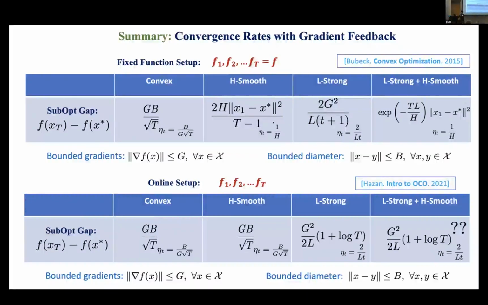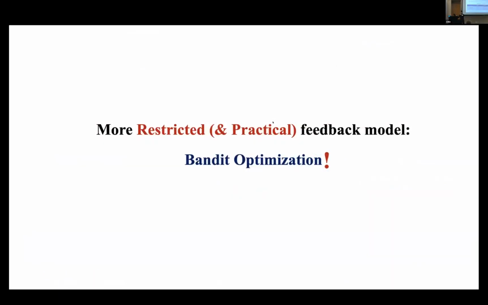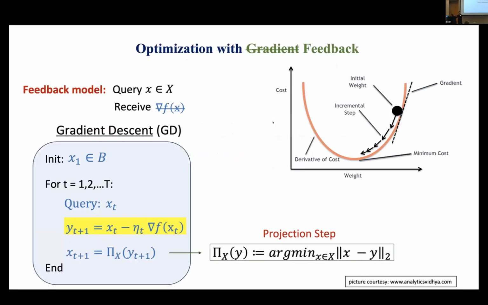Okay. I have some more things to cover. At least I want to cover the more interesting feedback setup here. So far we have been assuming that we query a point X, and even though we don't know the function, we can see the gradient of the function at the query point. That's a strong assumption. That's a lot of information about the point you're querying and the function. How about we don't have it?